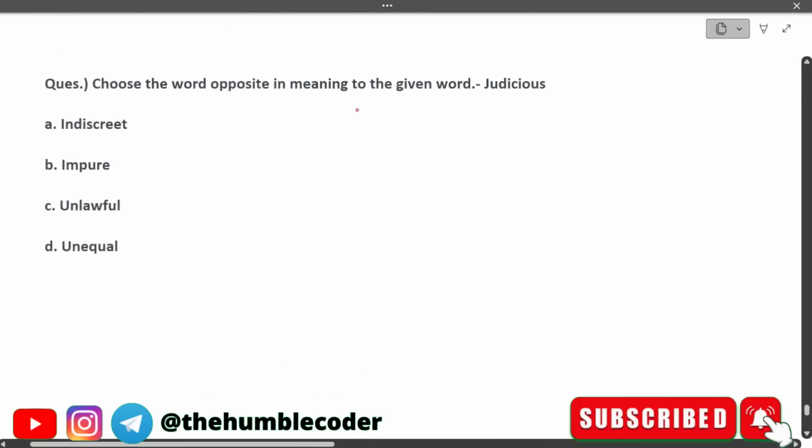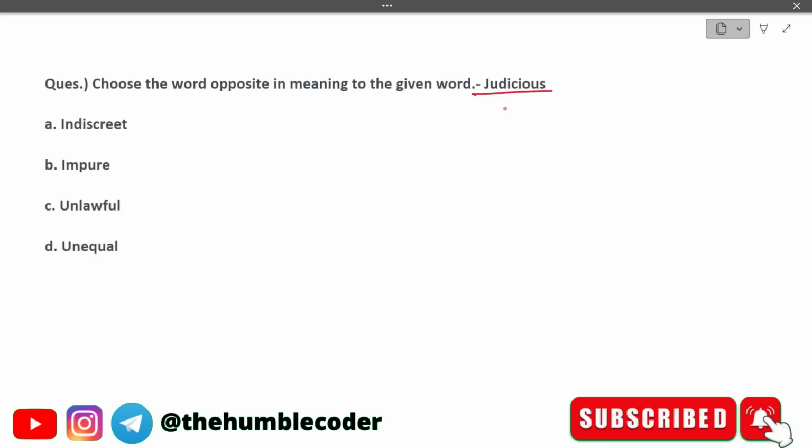Choose the word opposite in meaning to the given word judicious. Okay, so we have a word judicious. We have to find the antonym of this word. The options that we have are indiscreet, impure, unlawful and unequal. Now see, judicious means what? Judicious means showing good judgment.